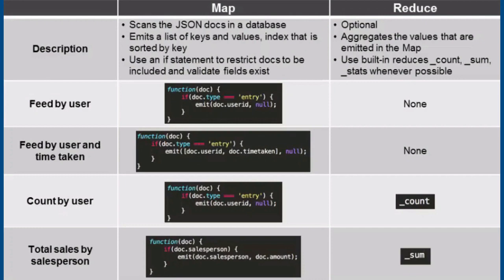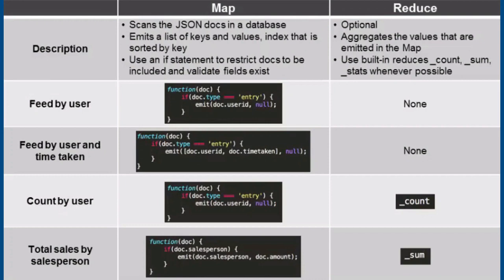Here you have to notice that the key that is emitted in the map can be more. The key is an array of both the user ID field and the time taken. Since the indexes are automatically sorted by the key, it sorts first on the user ID, then on the time taken. Here we have all the JavaScript functions for all the categories.